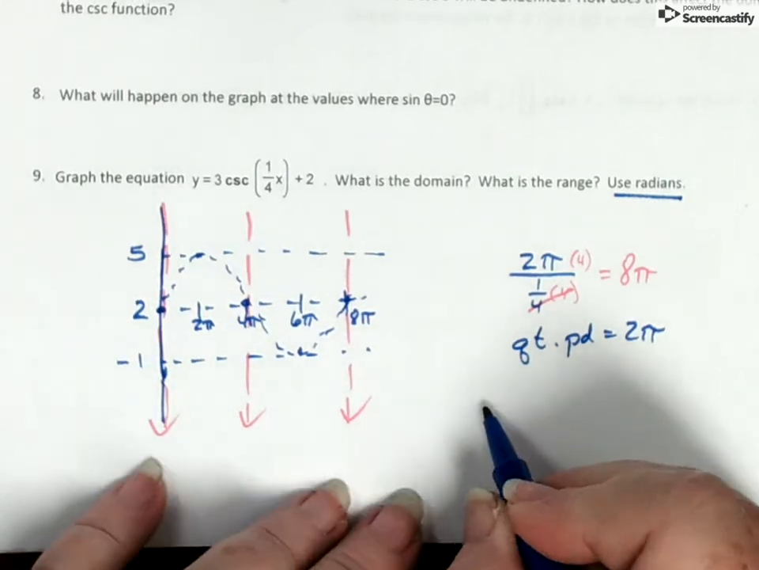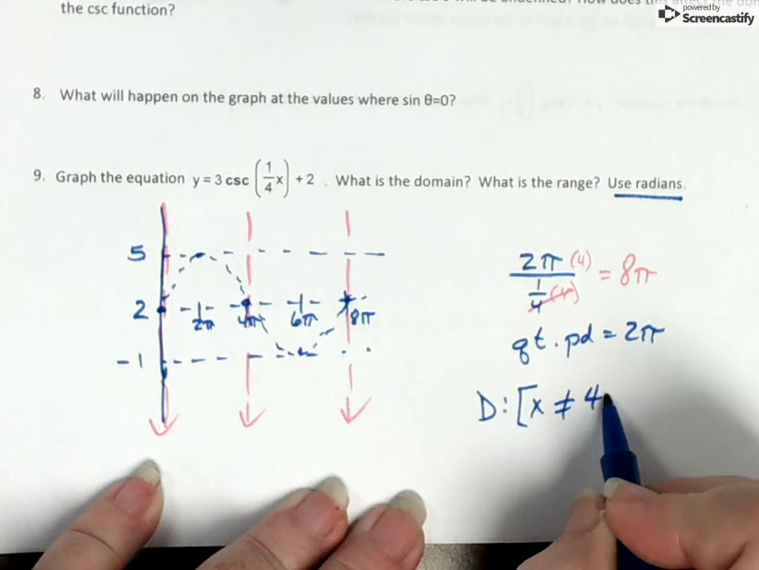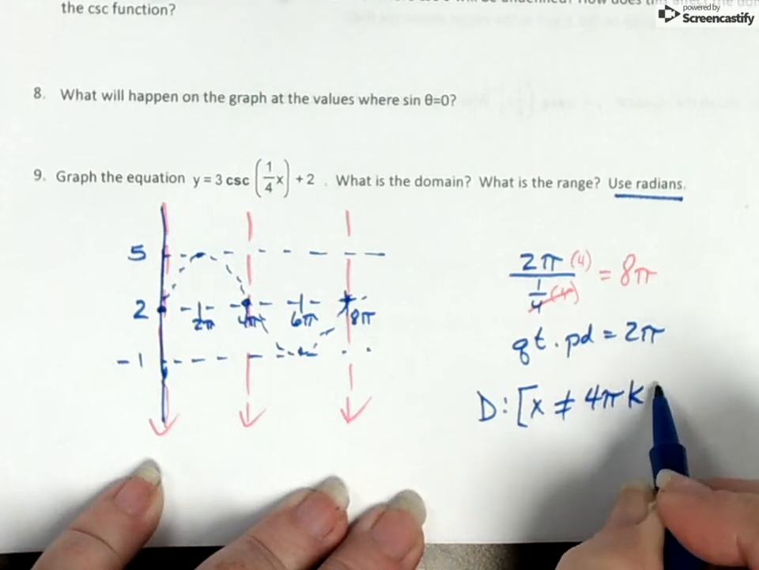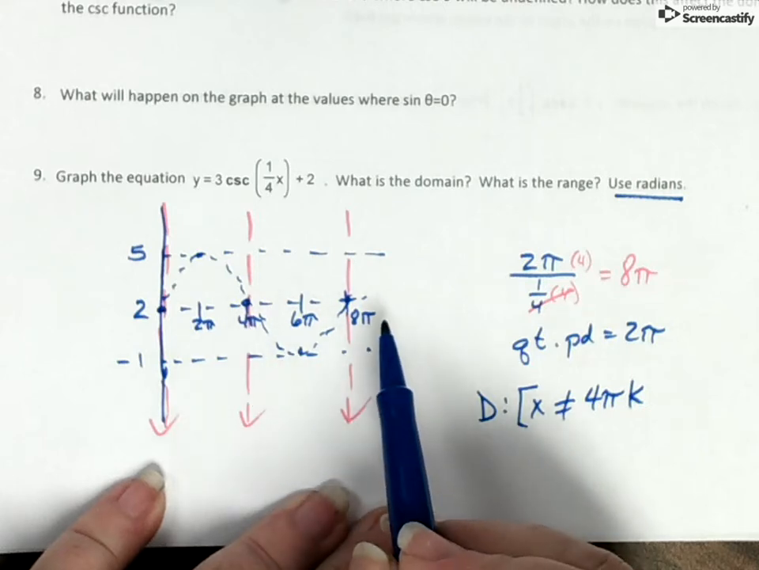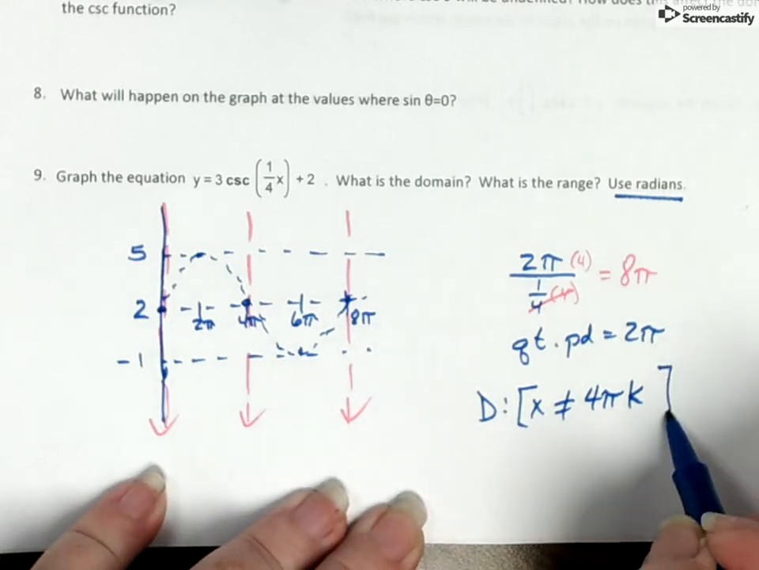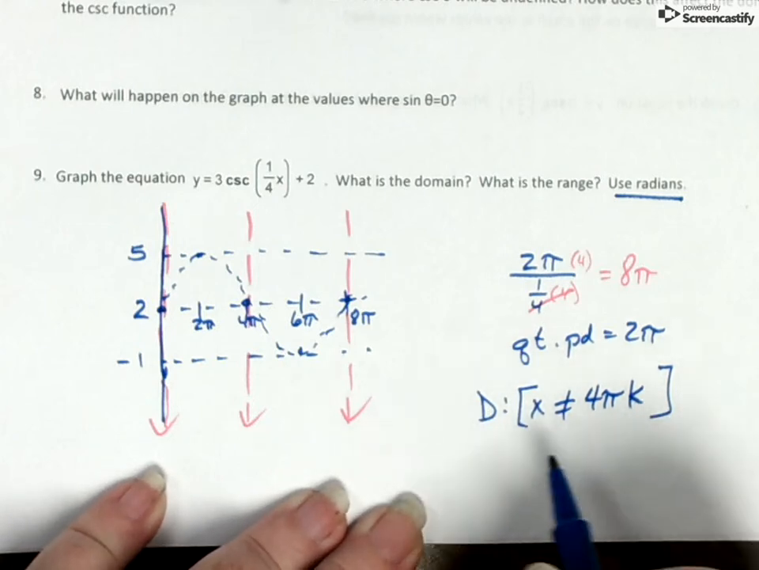So the domain: x cannot equal multiples of 4 pi, so 4 pi k. And then ask yourself, that's 1 times 4 pi, 2 times 4 pi, that's every single one. So we don't have to say k is odd in this case, it's every multiple of 4 pi.